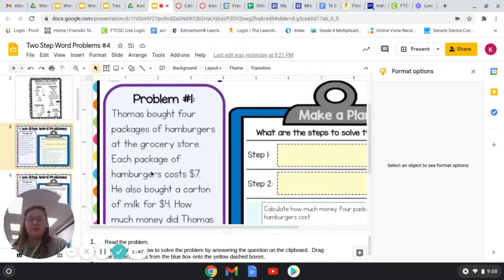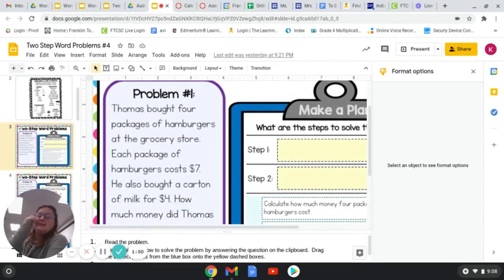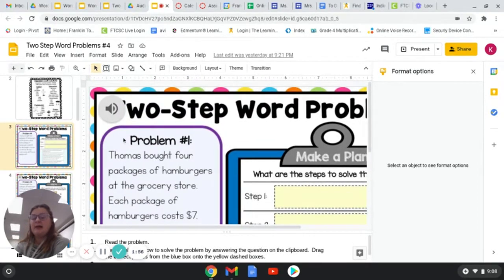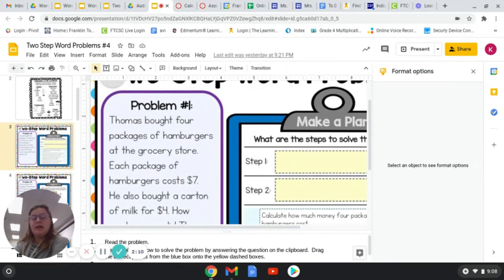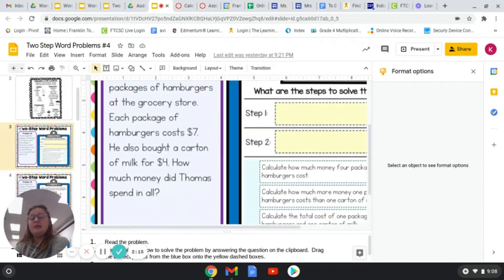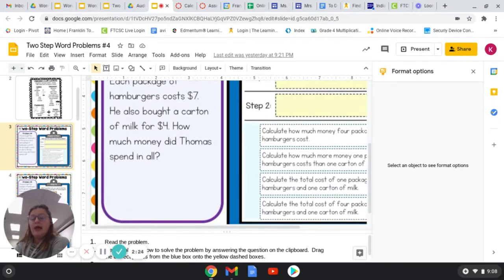We'll just scroll over. Okay, you'll notice before I read this problem, there is the audio button up here in the corner. Feel free to just hit play because Google Read and Write will not work with this assignment. Okay, so problem 1 says that Thomas bought 4 packages of hamburgers at the grocery store, and each package of hamburgers cost $7. He also bought a milk carton for $4. How much money did Thomas spend in all?